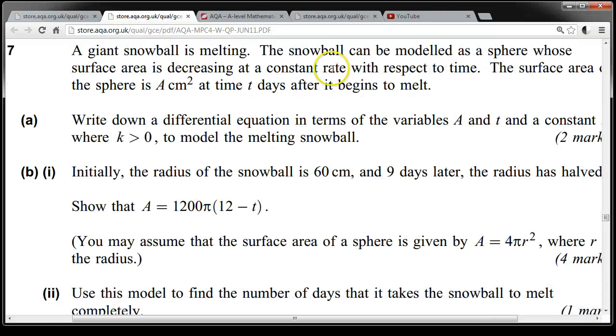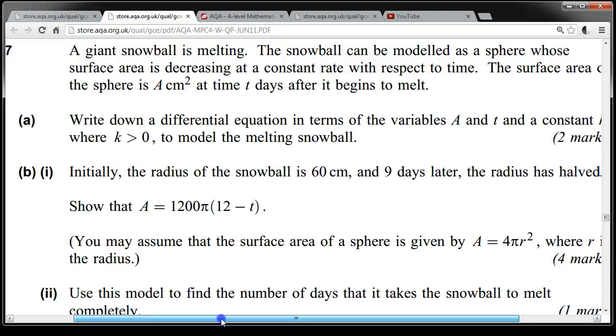Here we go. A snowball, modelling this differential equation. Surface area is A. And basically, surface area is decreasing at a constant rate. So dA/dt is the rate of increase. Constant rate would be k, but it's decreasing, so dA/dt is minus k, isn't it? Where k would be a constant.